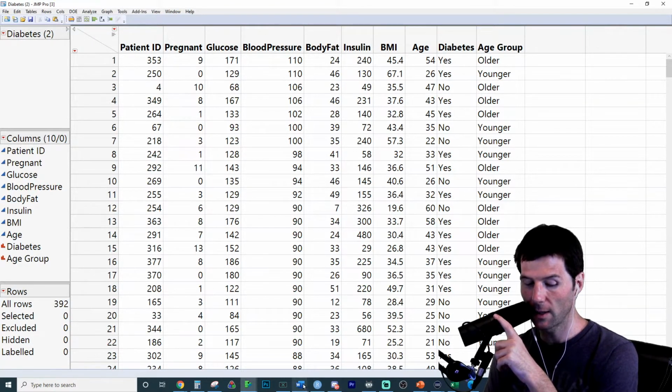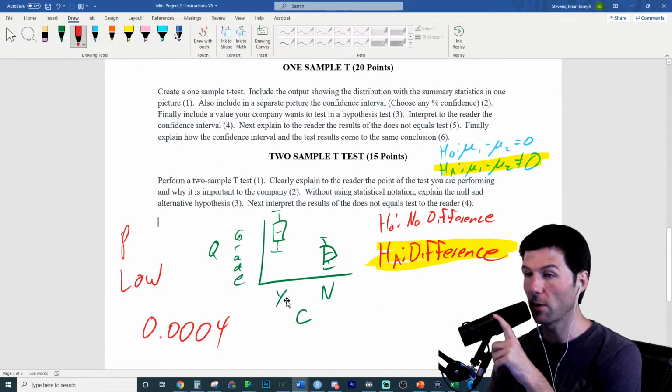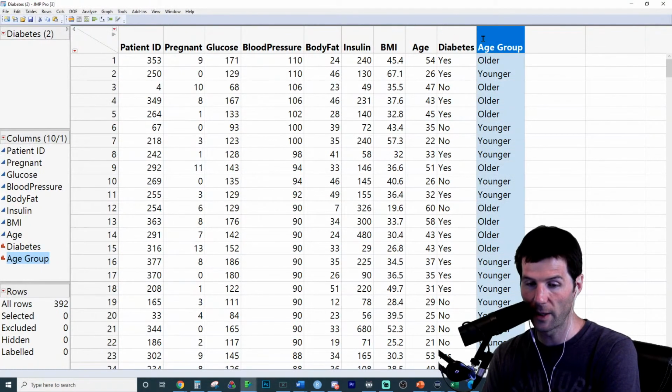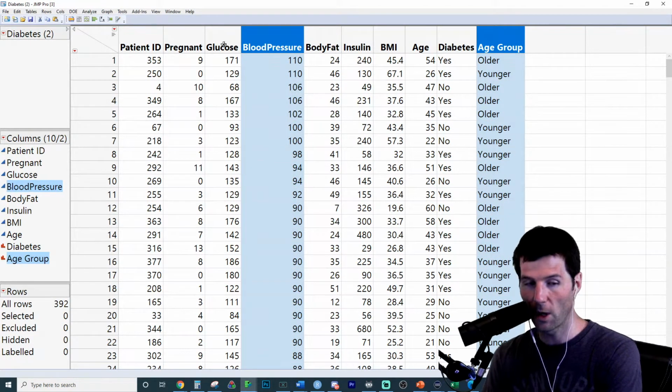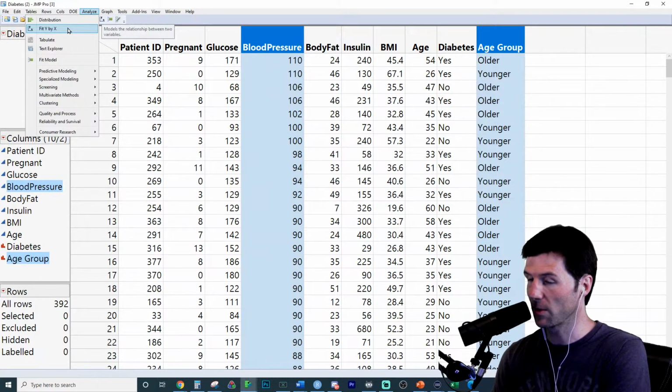And when you think about the way I'm lining this up right here, you're comparing the two groups. You've got older and younger, which is a categorical variable, and you've got blood pressure, which is quantitative. So we're doing the 2-sample t-test here by comparing these variables, a categorical variable and looking at a quantitative y. So we're going to go to Analyze, Fit Y by X. This is where we go to do the 2-sample t-test.